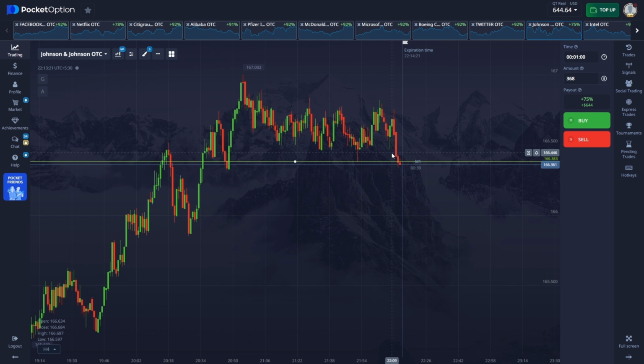This was a risky one because the candle broke the level, so I suggest you wait for the candle to close. If the candle closes above the level, then you can take the trade for a reversal. Let's move on to the next asset.